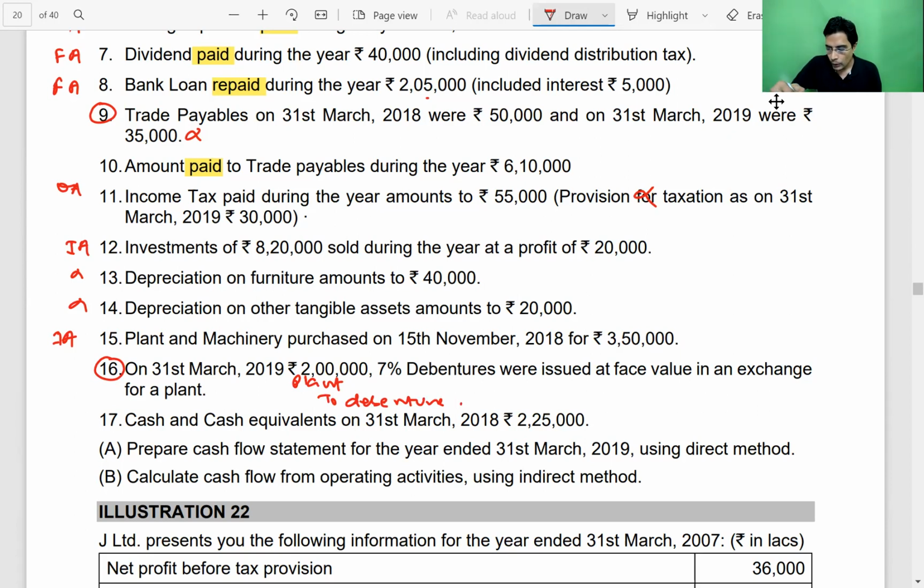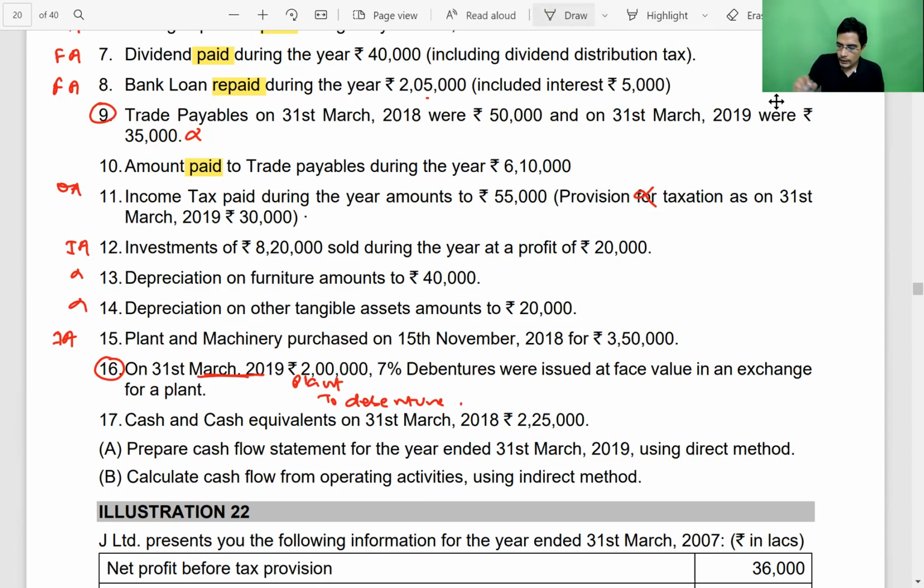And further, if you observe, the debentures have been issued on the last day of the year. So even interest on debentures will not come up on these debentures. We don't have to pay interest on these debentures. Under which method? Direct method. Indirect method, we'll discuss it separately. All right.